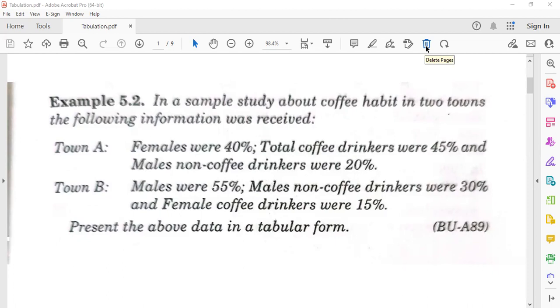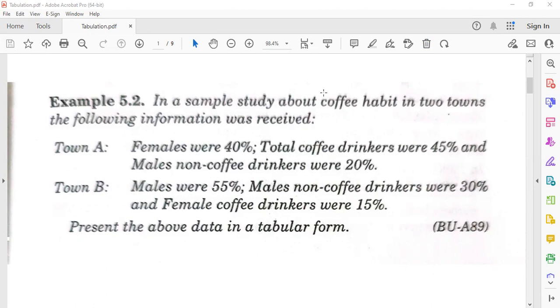So today I'm going to cover the second part of the tabulation, which is pertaining to problem solving. Now let us take one such problem and find out how to tabulate this particular problem. So the problem is pertaining to example 5.2.